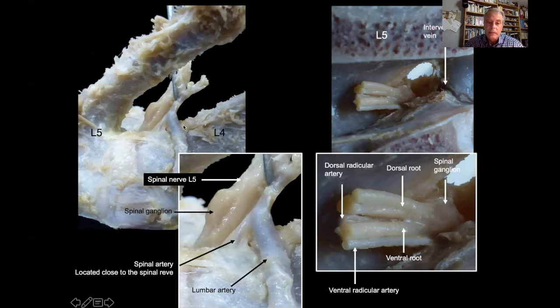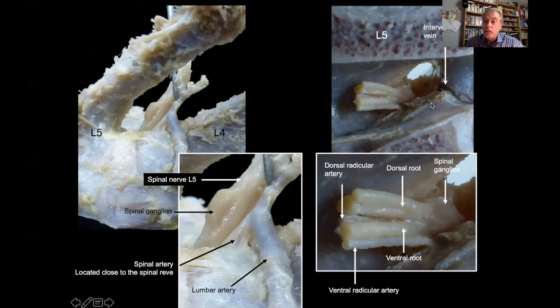And then we have, in a close look here, a lumbar artery, and a branch of a lumbar artery is the spinal artery. And look, it is located very close to the spinal nerves. As I have taken the nerve with the forceps, I have moved the spinal nerve out from the vertebral canal. So we identify the spinal ganglion, but this should be inside the vertebral canal.